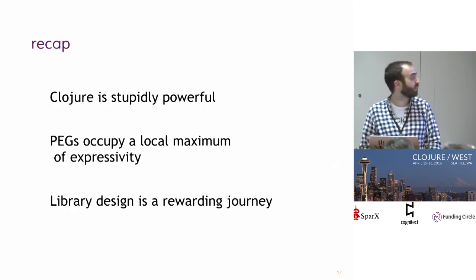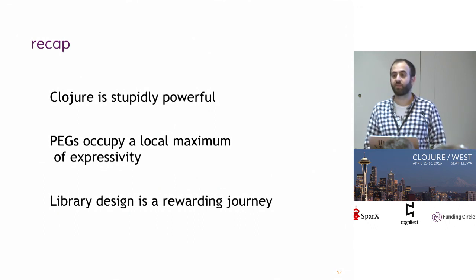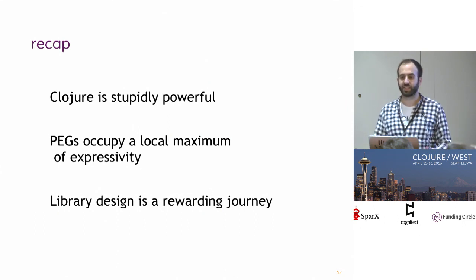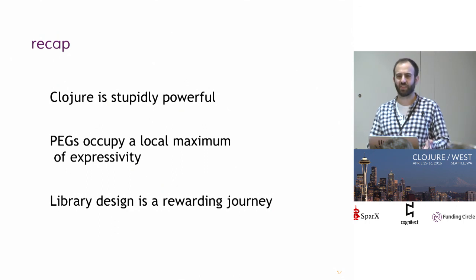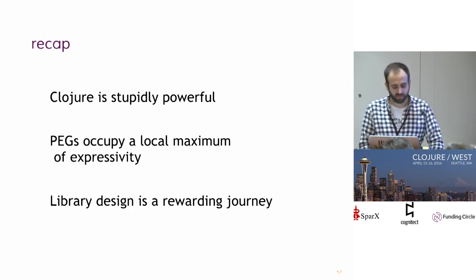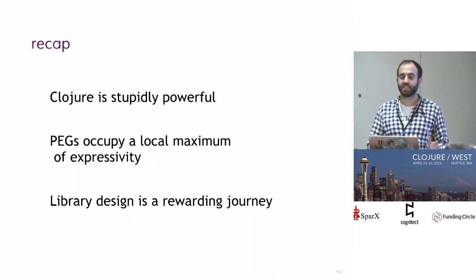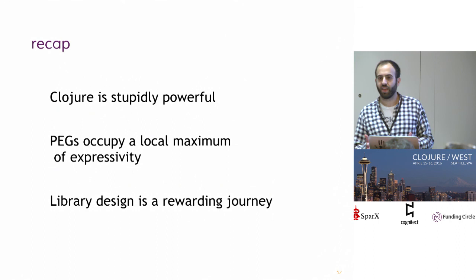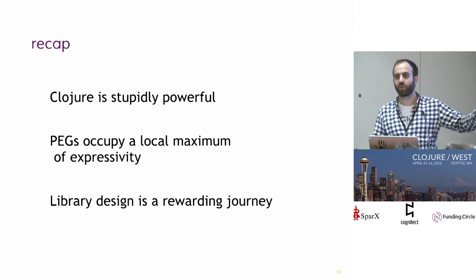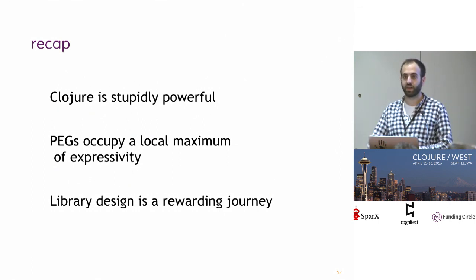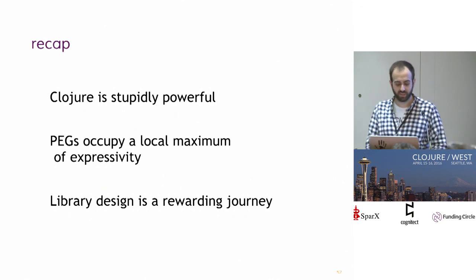So anyway, just to recap, Clojure is stupidly powerful for doing this stuff. It's a couple thousand lines of code, and you get a library that's within 5 times the speed of a much larger library. I think it's really nice to use PEG systems because they're a sweet spot between regular expressions, which are just terrible to write, and much more complicated systems like full CFGs, where you have to know about ambiguity and how to resolve that stuff.